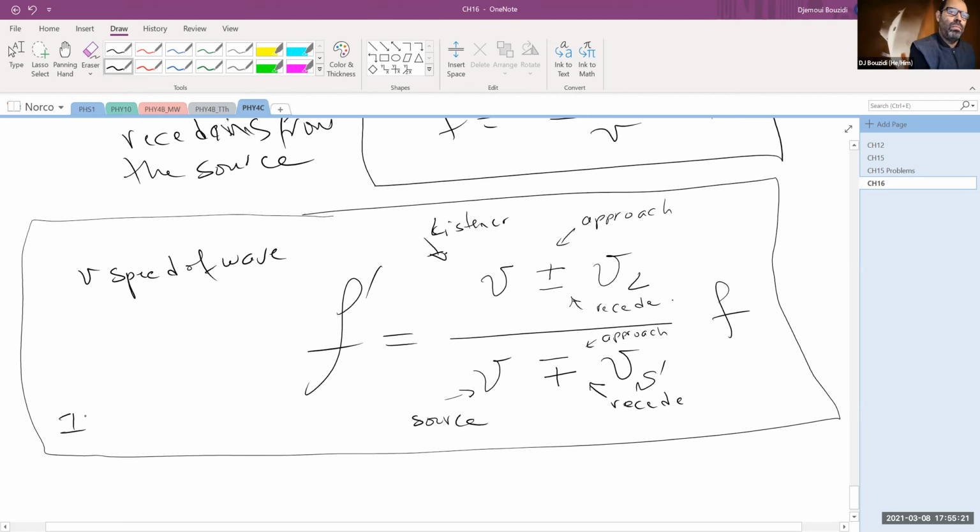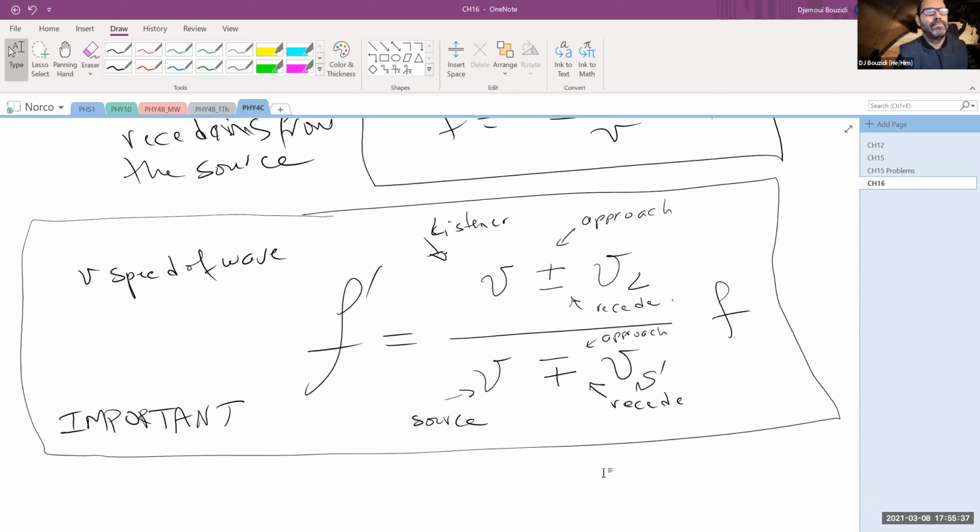Important. A lot of the homework problems and exam problems rely on just understanding this, how to use this expression. Make sense? It's okay if it's not clear to you guys, please let me know, okay? Obviously, we're going to do examples and hopefully it becomes clearer as we do them.